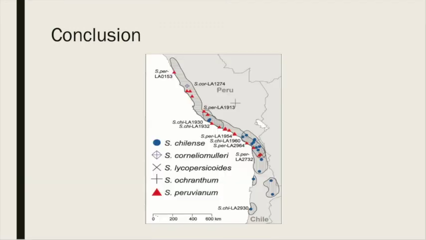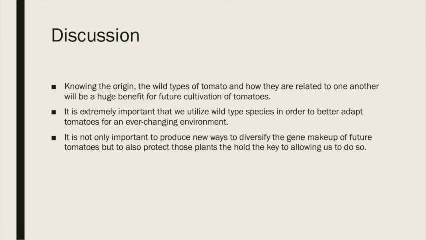A picture of the Andean region in South America was also provided to give more reference as to where exactly this region is located. Knowing the origin of the wild types of tomato and how they are related to the cultivated tomato and how they are related to one another will be a huge benefit for the future cultivation of tomatoes. It is extremely important that we utilize wild type species in order to better adapt tomatoes for an ever-changing environment. The diversity in wild type species will allow for incorporating genes that help benefit the cultivated tomato's chance of surviving in different environmental factors.